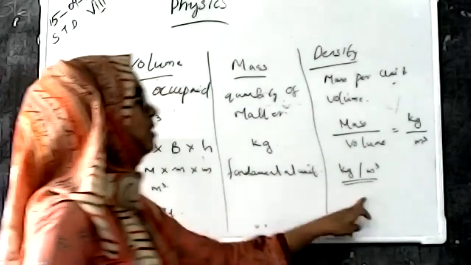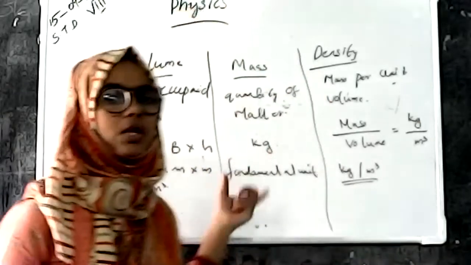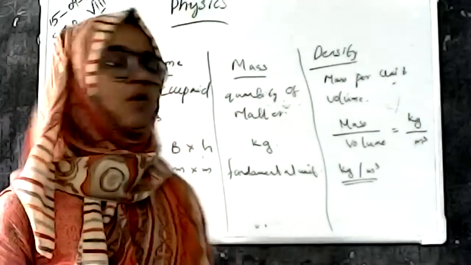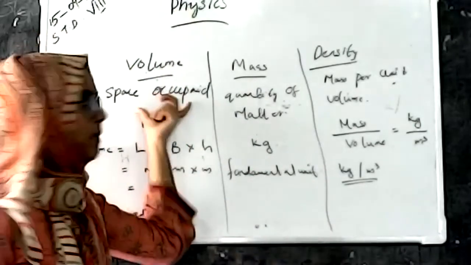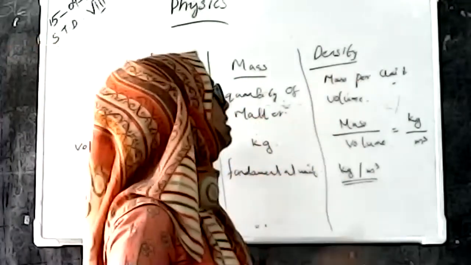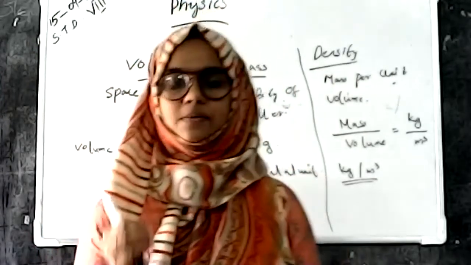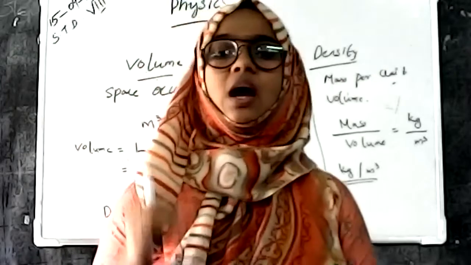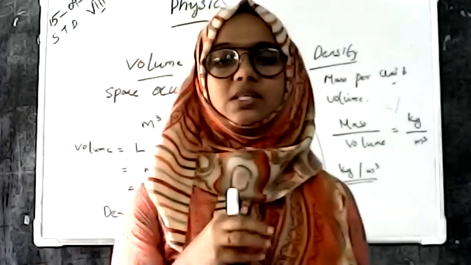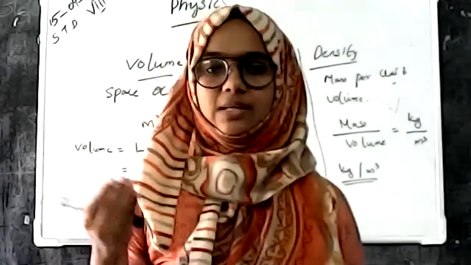And the densities of different substances are different, and the volume and mass of different substances are different. Volume is the space occupied, mass is the quantity of matter and density is the mass per unit volume. If a liquid has higher density and any object is immersed in that liquid, it floats on the surface of that liquid.